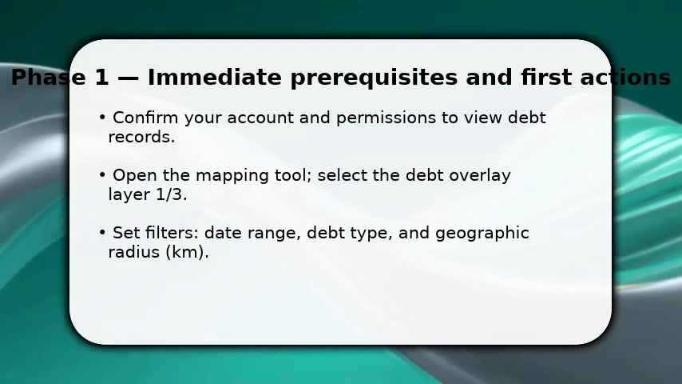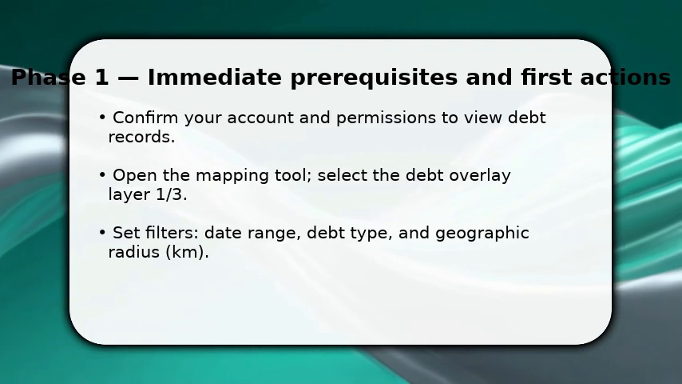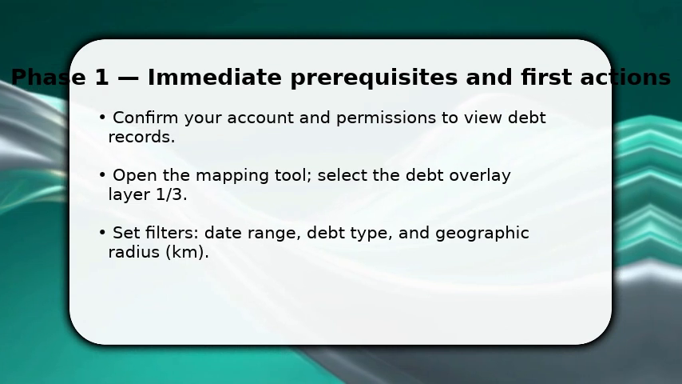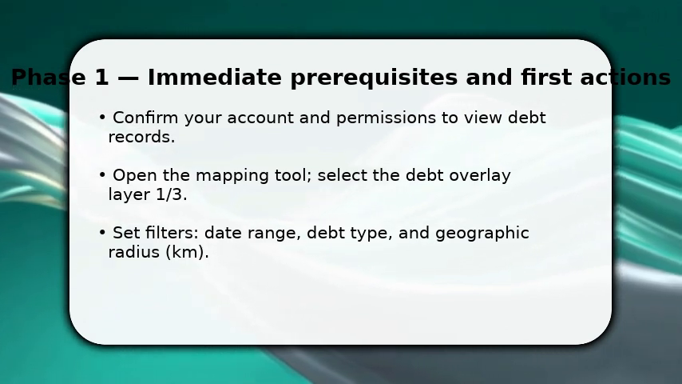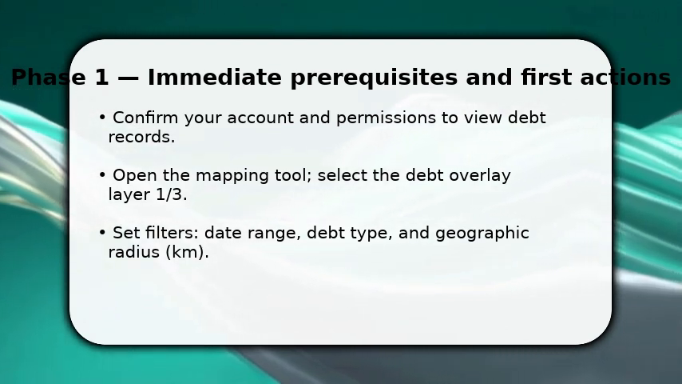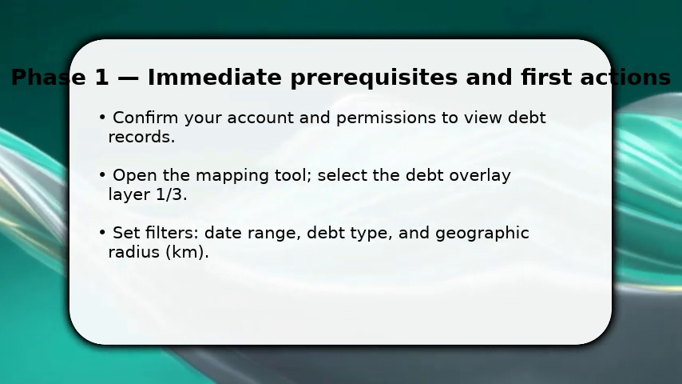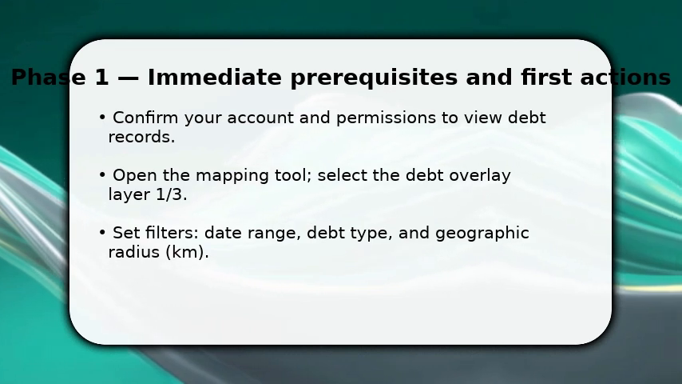You start by confirming you have access and the right permissions. This prevents wasted clicks. Next, open the mapping tool and load the det overlay layer immediately so you see markers. Once done, set filters for date range, det type, and geographic radius in kilometers. This narrows results and speeds processing.